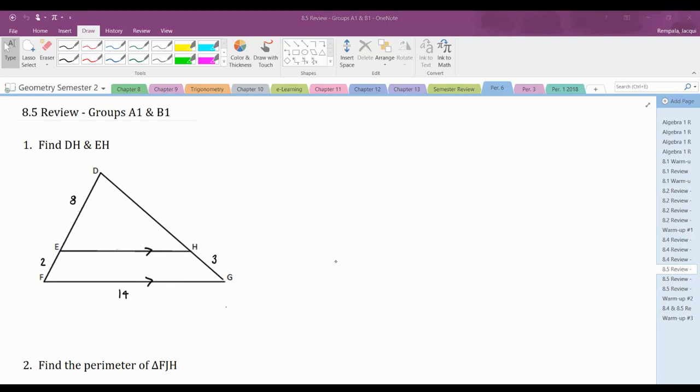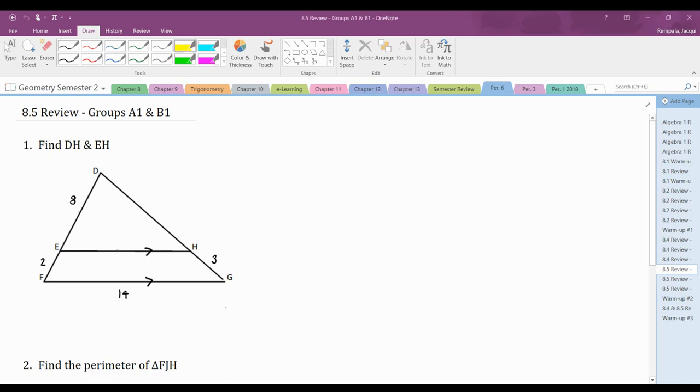Today we're going to look at an 8.5 review. So this means that we're going to look at finding missing pieces of some triangles. Notice that in problem number 1, we have two triangles. We have two triangles in this picture. Notice though, I have parallel lines here.